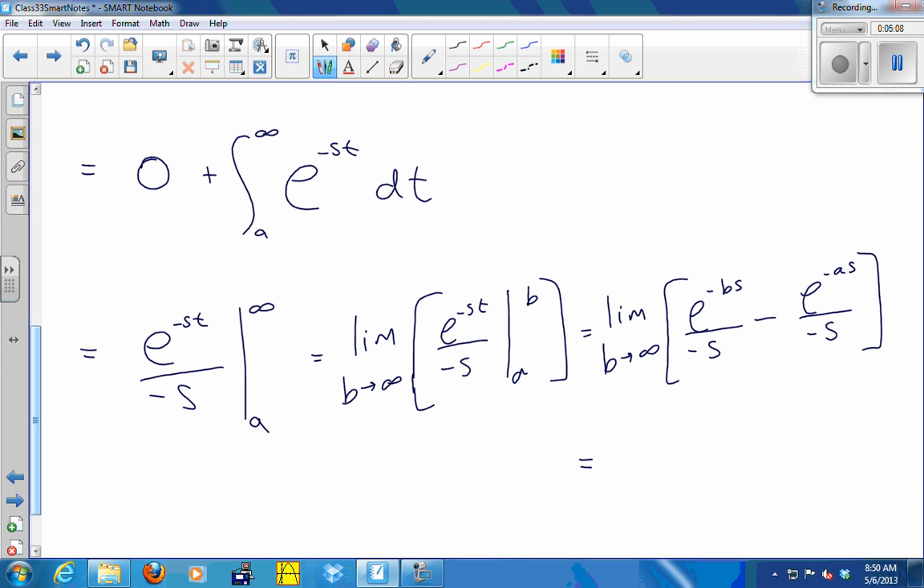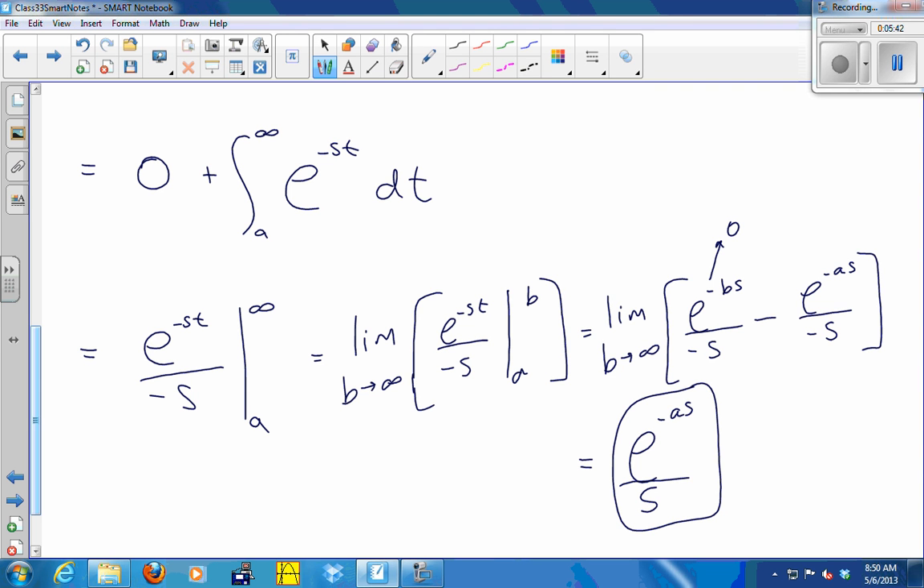And what happens to this first term? It goes to 0 because b is getting bigger. So we have e to the negative something. So this goes to 0. And this doesn't change at all because there are no b's in it. So this is 0 minus a negative. So I end up with positive e to the negative as over s. So that's the Laplace transform of the Heaviside function, u sub a.